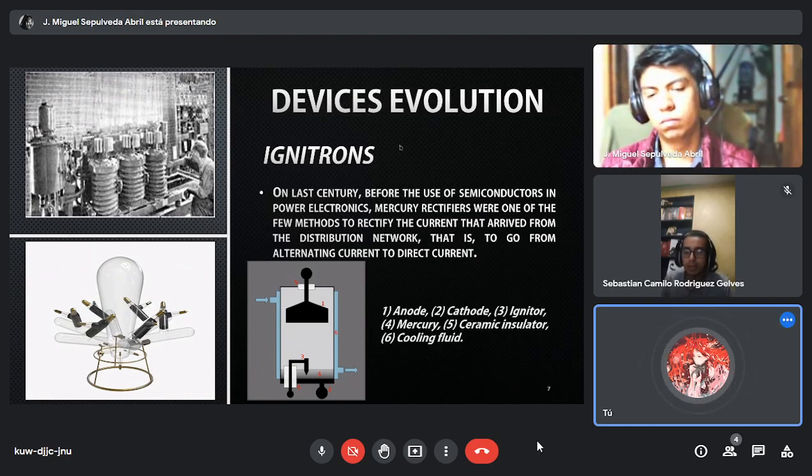We can see that it looks like a LED. And the parts: anode, cathode, ignitor, mercury, ceramic insulator, and cold fluid. The mercury is very toxic, so I guess that was the reason why they stopped using ignitrons to rectify the current.